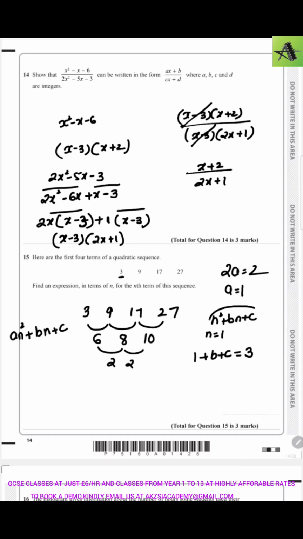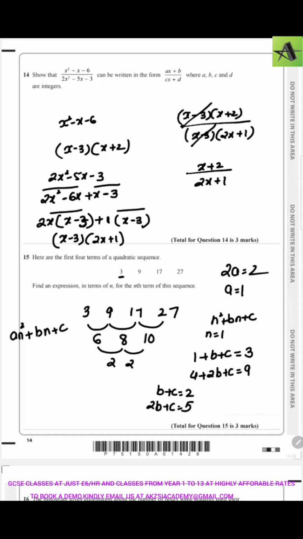Now in the same equation, if I put n equals 2, that means the second term, I should get 9 as the answer. So putting 2 here, 4 plus 2b plus c equals 9. This gives me two simultaneous equations, which is much easier to solve. So b plus c equals 2 and 2b plus c equals 5.